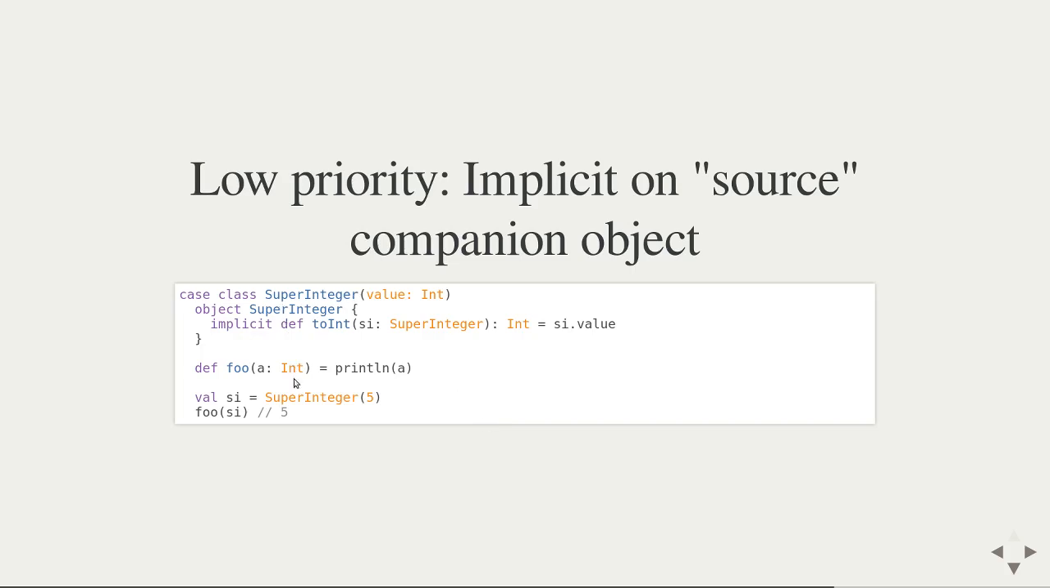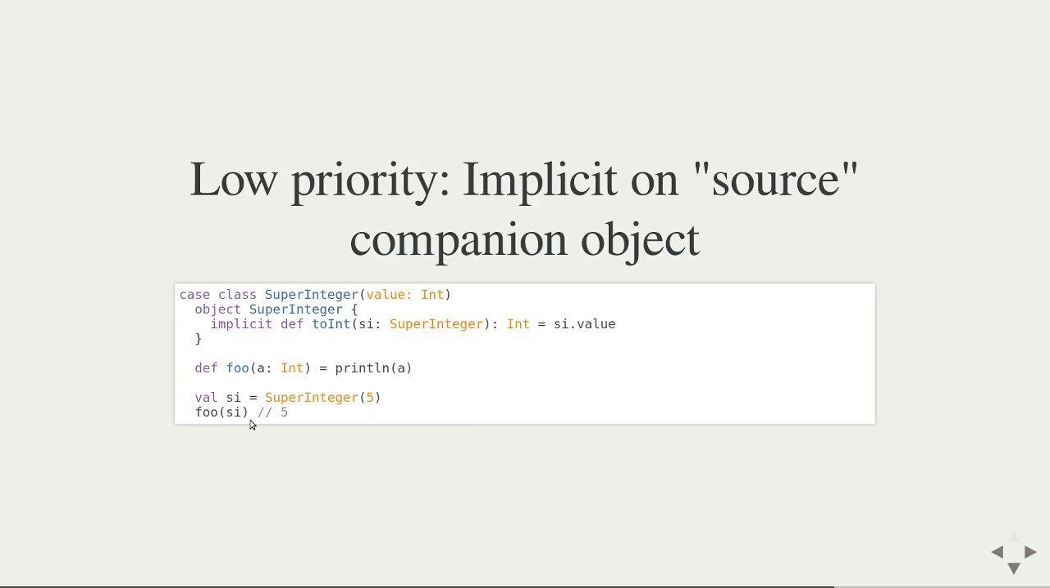I have a class called superinteger and a companion object that knows how to convert superintegers into boring integers. A superinteger just wraps an int. And then a function foo that takes an int and prints it out, and I create a new superinteger and call foo with my superinteger.